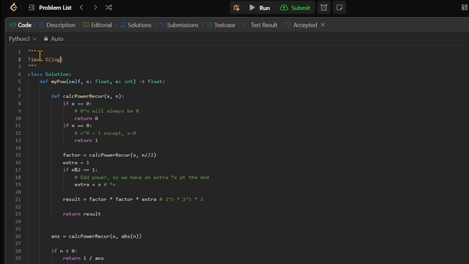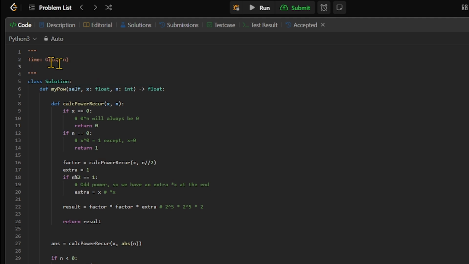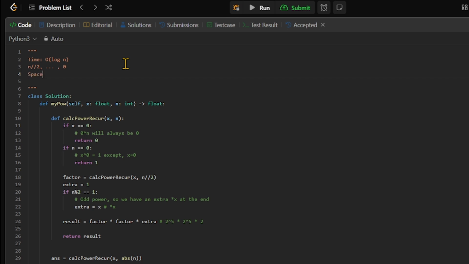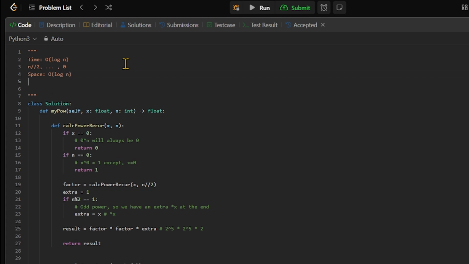The time is O of log n because it depends on the number of levels that we're traversing, and at each level, n is divided by 2 until it's 0. So there's only log n time complexity. And as for space complexity, it's also log n because our space depends on the recursive depth. And in this case, it's taking the left path of the tree, and this depends on the number of levels in the tree, and that's log n.